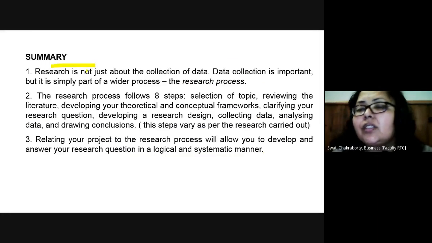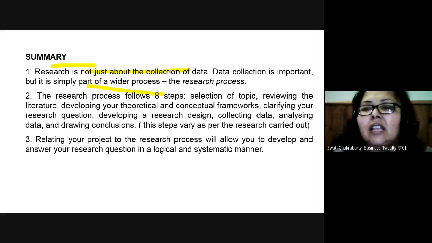Research is not just about collecting data. Data collection is important, but it's simply part of a wider process. And we have just discussed that the research process involves 8 steps: selection of topic, literature review, developing theoretical and conceptual framework, then clarifying the research question, developing a research design, collecting data, analyzing data, and drawing conclusions.